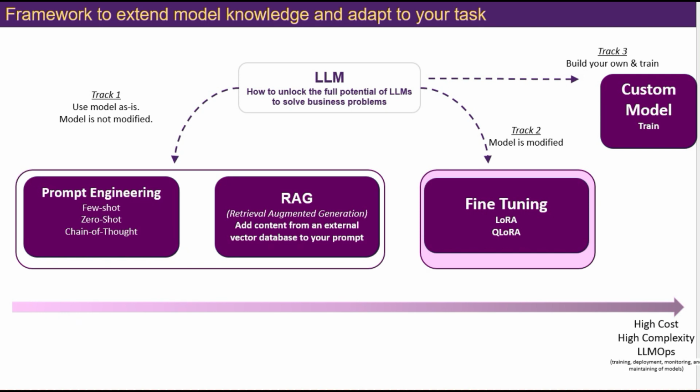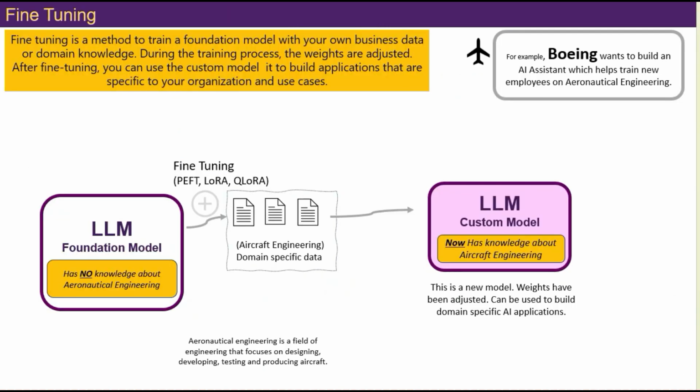All right, so let's talk about fine tuning, which is on track 2, and here the model is modified. So fine tuning is a technique where you are gonna train the foundation model on your own business data, on your own business knowledge. Now, let's take an example. Why would you need to do that? So let's say Boeing as a company, right? Boeing wants to create an AI assistant which helps new employees train on aeronautical engineering.